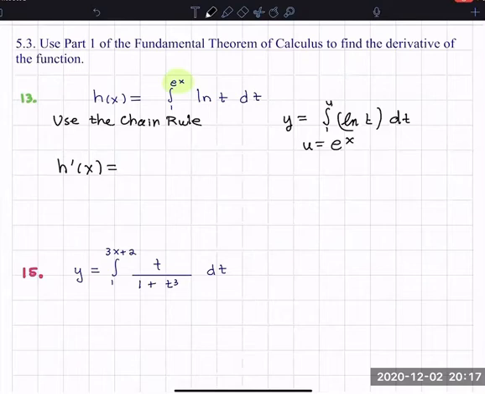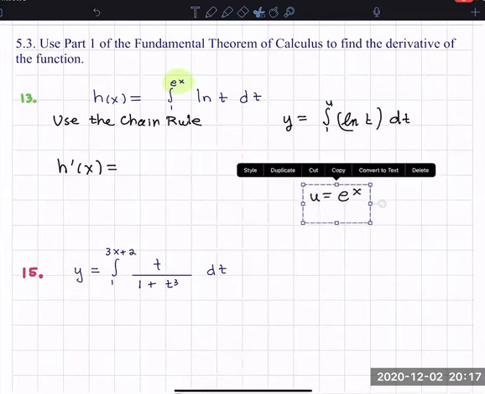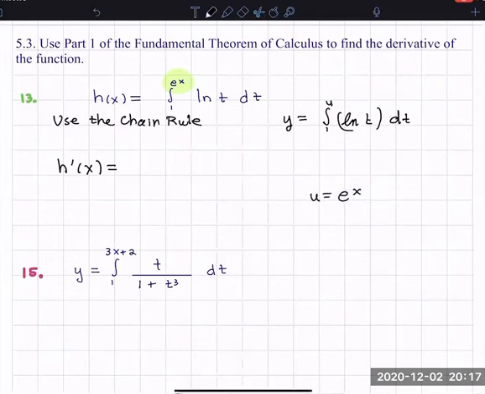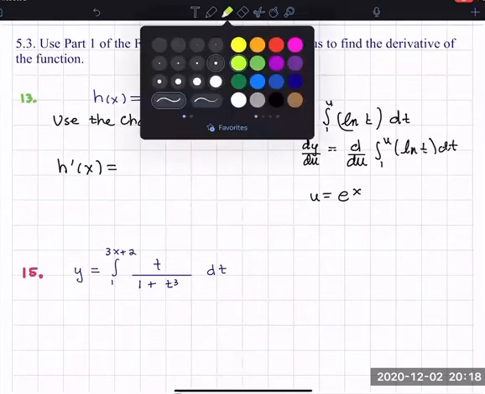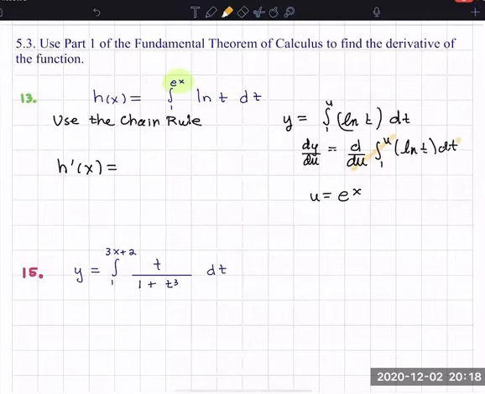Now, how do we do that? If I take the derivative, dy du, I have d du of this integral from 1 to u of ln t dt. What happens is that the derivative and the integral cancel each other out. That is the fundamental theorem of calculus part 1.